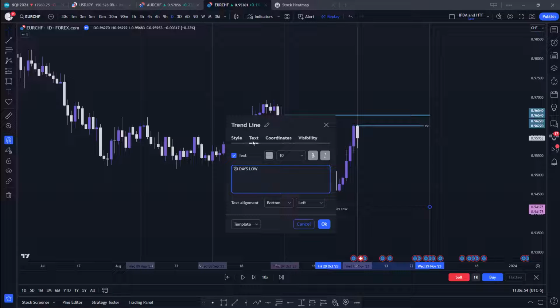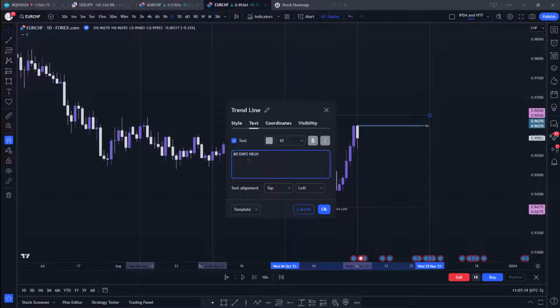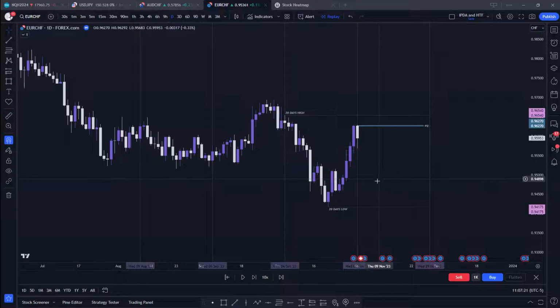Some people don't even bother labeling their lines. They'll just write with the text tool something like that, and then type the 20 days low, 20 days or something like that, so they know that this is the high and low. They don't have to label the actual thing. I prefer labeling mine. It's just 100% preference, nothing to do with rules or anything. So I label my 20 days high and my 20 days low.